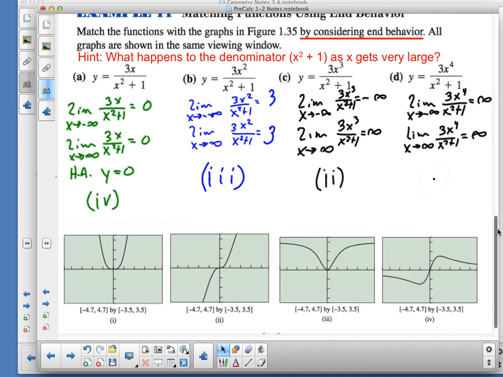My last one is the last one left, so you don't have a choice. Let's double check. When I consider the limits as x approaches infinity and negative infinity, both tend to positive infinity. It goes all the way up, it's graph 1.